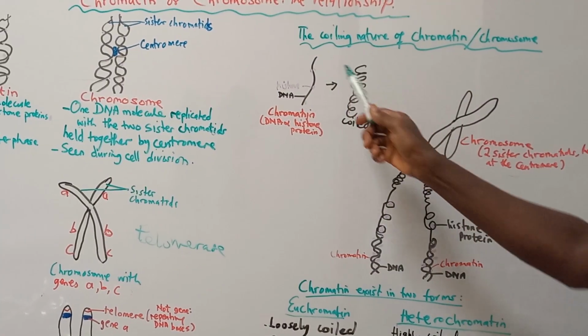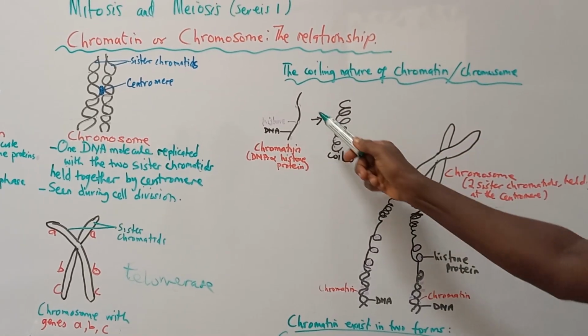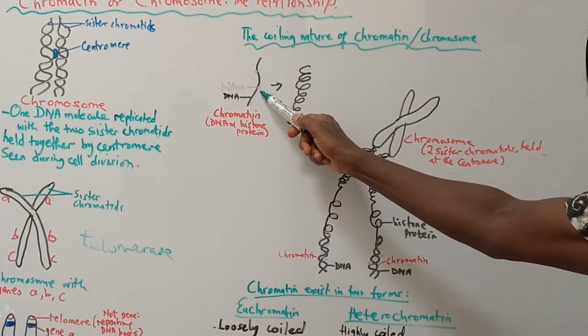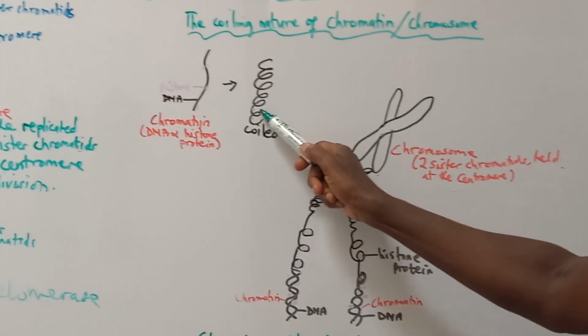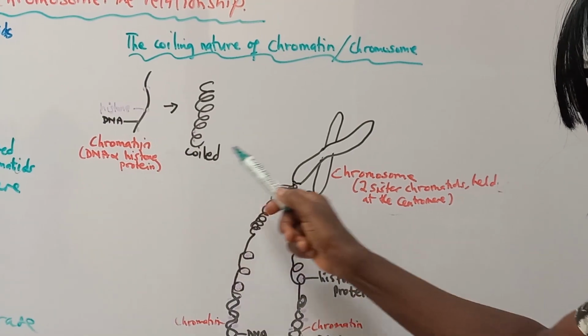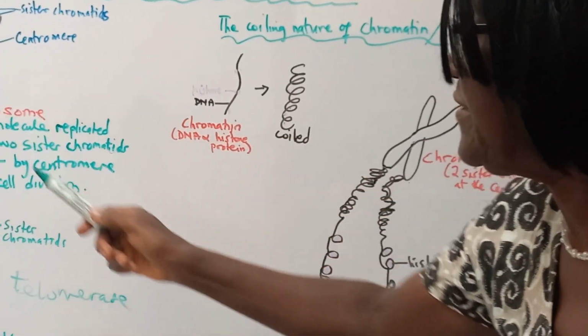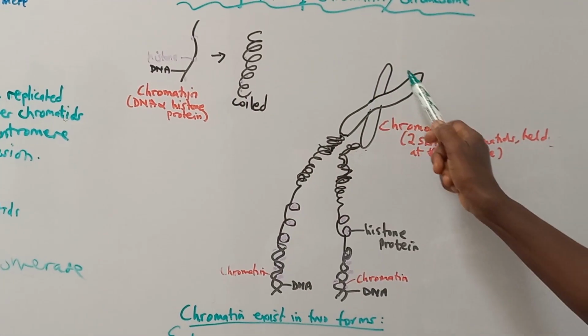Now, we want to look at the coiling nature of chromatin or chromosome. Well, here is chromatin, DNA with histone. The DNA coils around histone. That is chromatin. The chromosome too, DNA coils around histone. Now, this is one chromatin and this is chromosome.